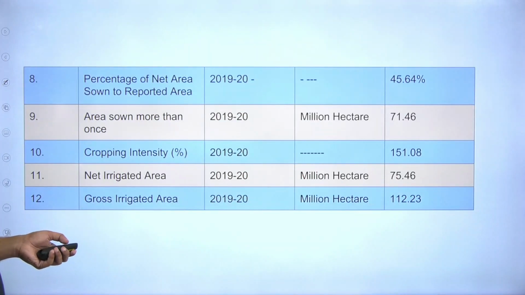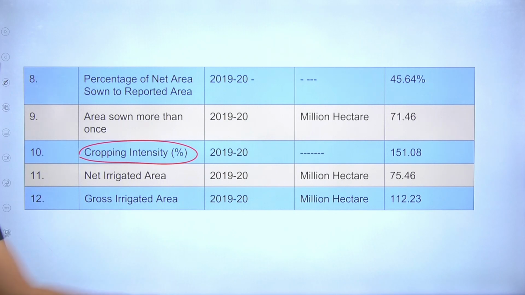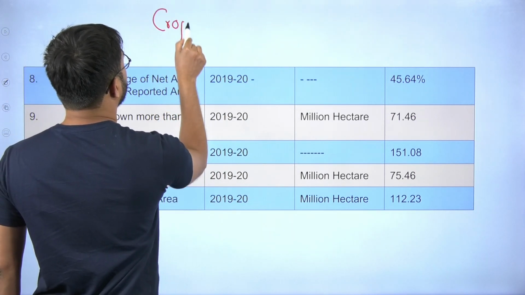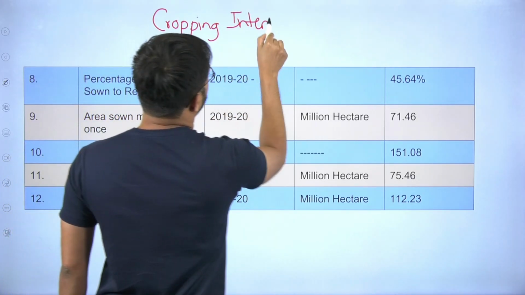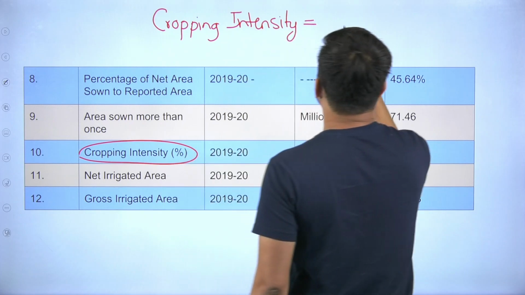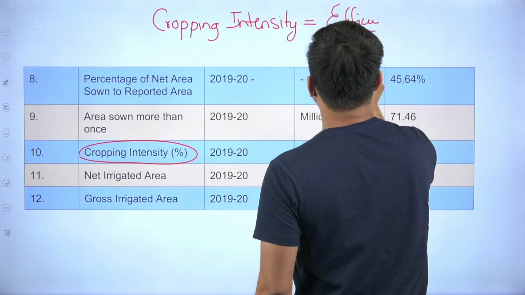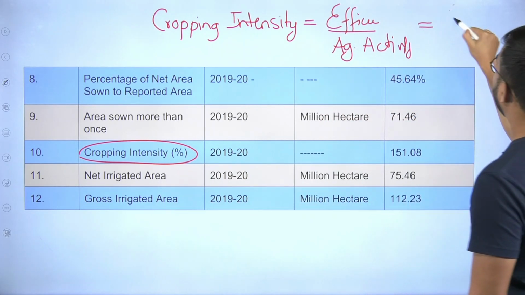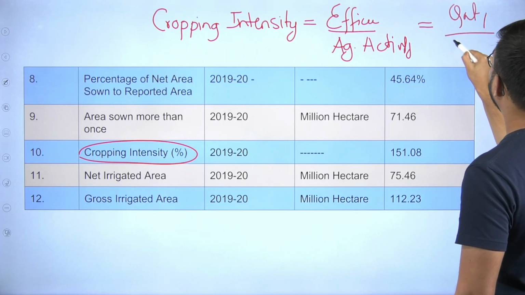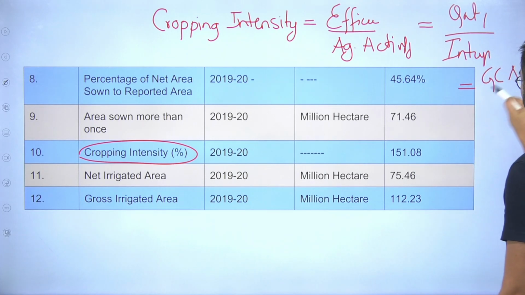Now we will go towards one more concept which is associated with gross cropped area upon net sown area. So the cropping intensity is nothing but the efficiency of your agricultural activity, which is given by total output upon input, which is given by gross cropped area upon net sown area.